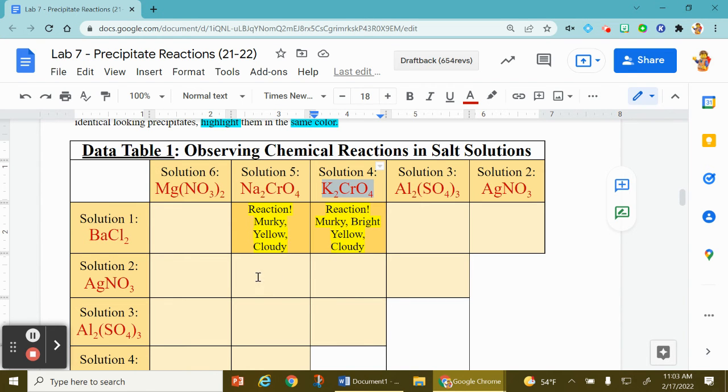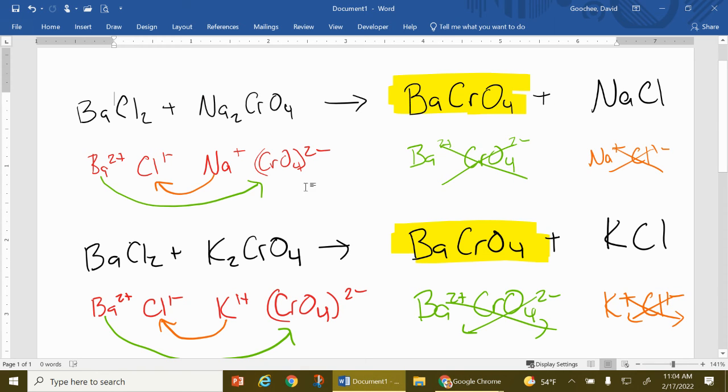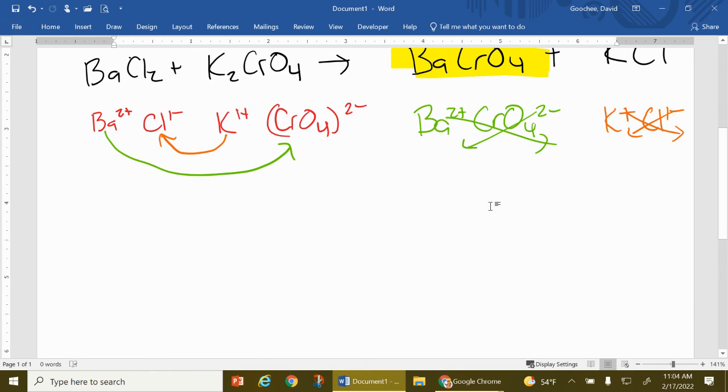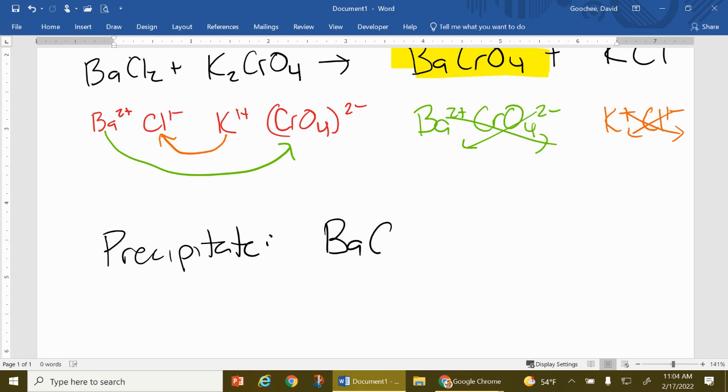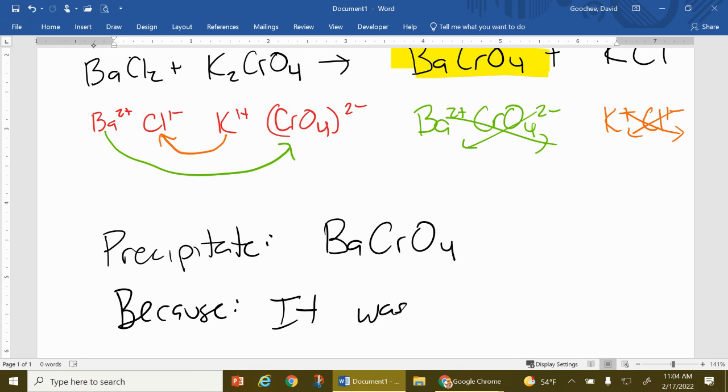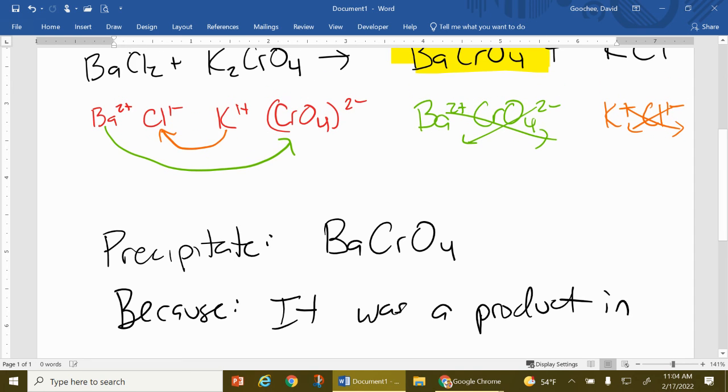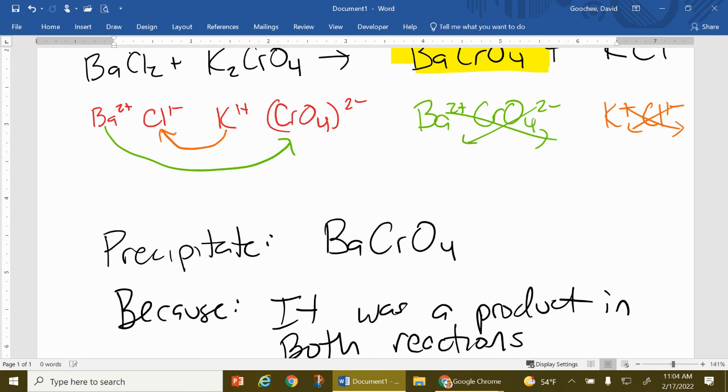All right, your job is to match other substances, other reactions that seem to produce a similar precipitate, and do the double replacement to check and see what the precipitate was. Again, the precipitate here was barium chromate because it was a product in both reactions. And that's how you know.